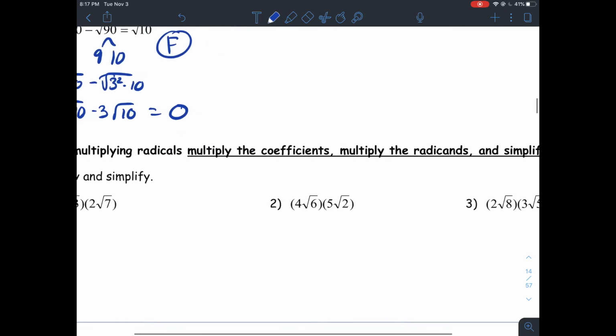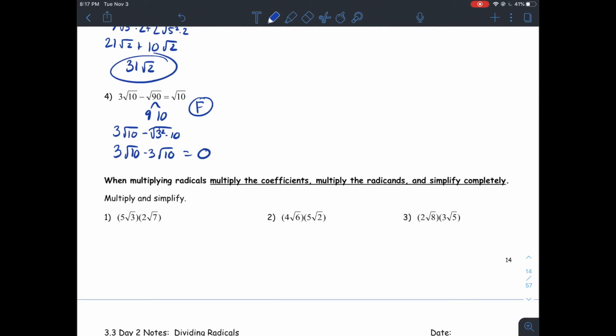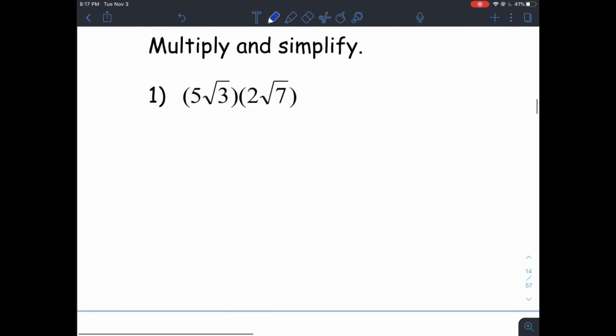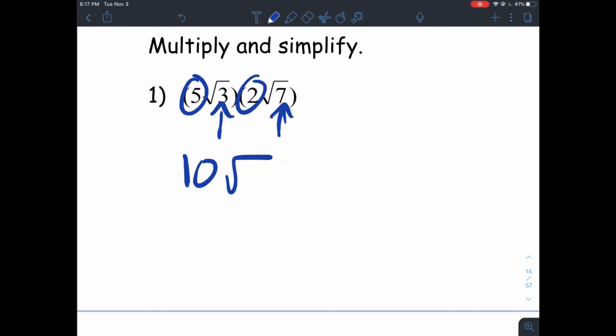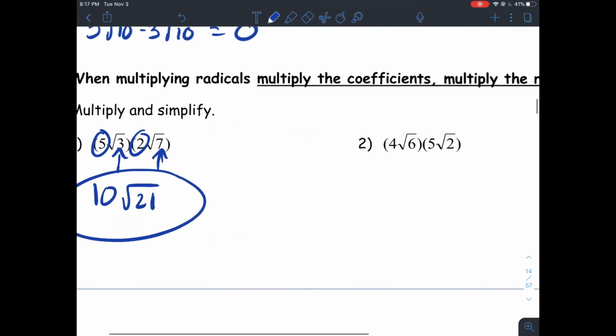All right. So now the last thing we need to know how to do here is multiply radicals. They tell you how to do it here. It says multiply the coefficients, multiply the radicands, and then simplify completely. So what do they mean by that? Multiply the coefficients, then you multiply what's on the inside. So 5 times 2 gives us 10. 3 times 7 gives us 21. Then once you do this, you want to see if you can simplify this radicand. You actually cannot pull anything out of 21. The only factors are 1, 21, 3, and 7. None of those are perfect squares, so we're done there.